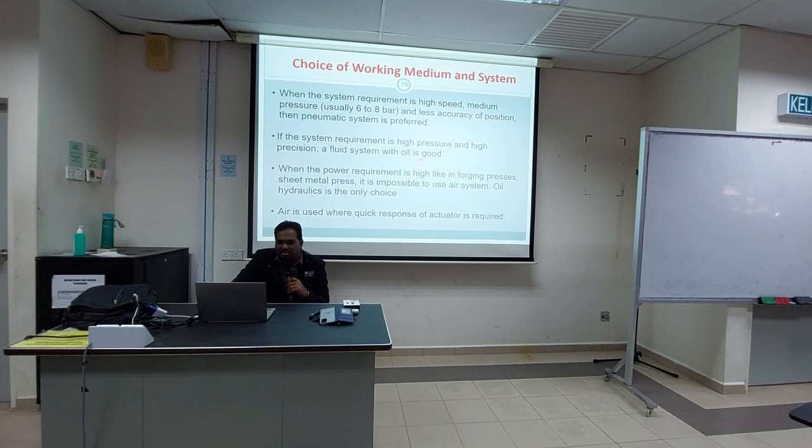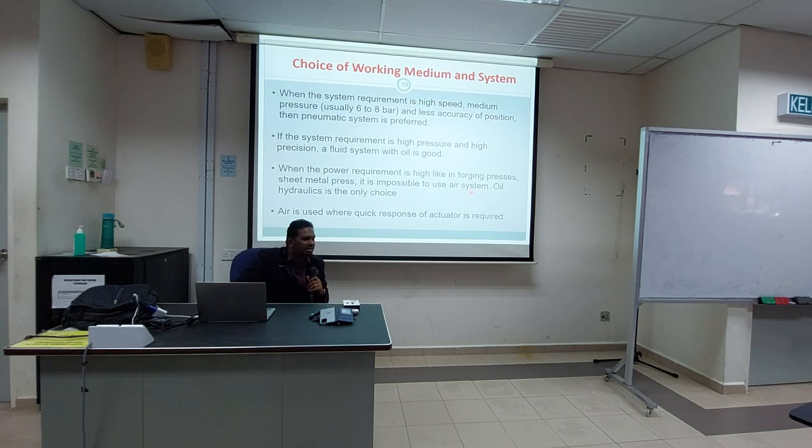So if the system requirement is high pressure, katakan 700 bar ataupun 500 bar, and high precision, so you nak dia accurate. Fluid system with oil. Fluid system with oil ni apa? Hydraulic. Kan? So hydraulic dia gunakan oil. Cecair. So fluid system and oil is good if it's high pressure and high precision. When the power requirement is high, like a forging press, so you nak mampatkan maybe besi ke apa, so forging press, sheet metal press, it is impossible to use air system.